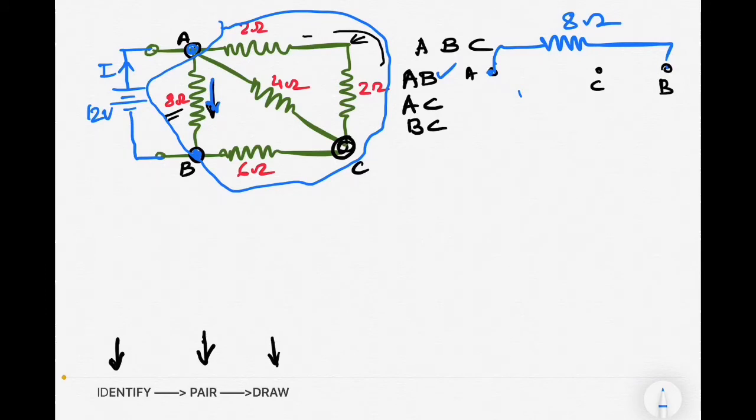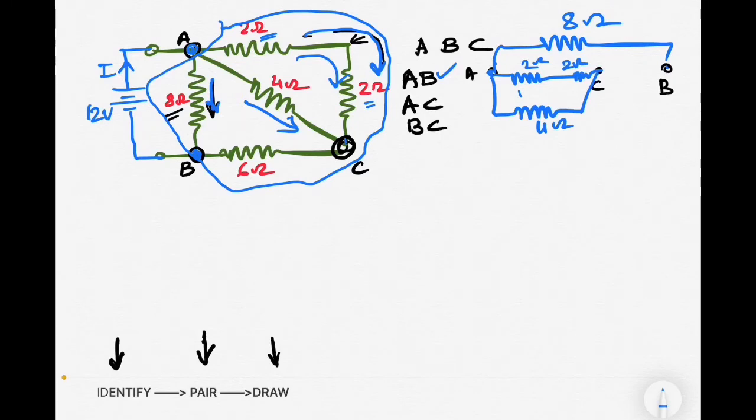Now I need to look into the second pair, A to C. I have two different direct paths to go from A to C. One is through a 2 ohm resistor and another 2 ohm resistor. This is a single path. So I will put 2 ohm here and 2 ohm here, two resistors in between A and C. There is another path to reach from A to C through a 4 ohm resistor, and this is also a direct path. So I will put this other path of 4 ohm to reach C.